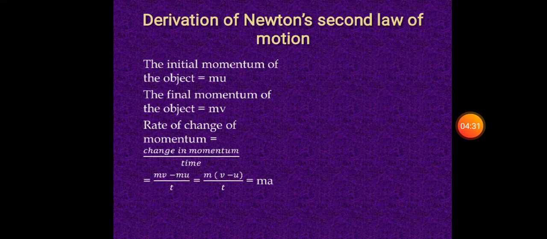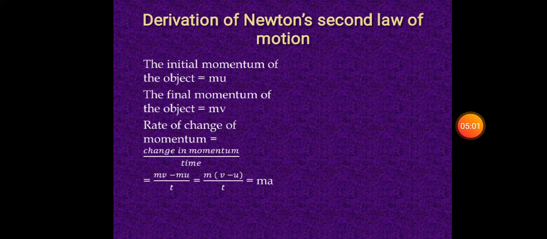Now we are going to derive Newton's second law of motion. Okay, the derivation will come. The question can be: state and explain Newton's second law of motion. In that case, you have to define Newton's second law and derive this equation, which we are going to see now.